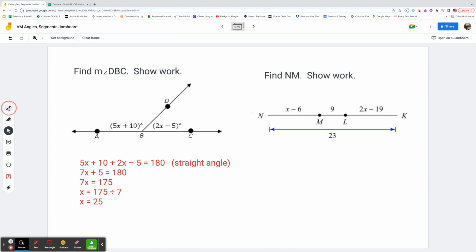The question says, what is the measure of angle DBC? So we need to substitute in the 25 right there in place of x. And so we're going to say 2 times 25 is 50, right? And 50 minus 5 is 45 degrees. Now we should show that. So with another text box, we're going to say 2x minus 5, and we're going to substitute. Now we're going to simplify, showing our thinking, and that's how we get the measure of angle DBC.